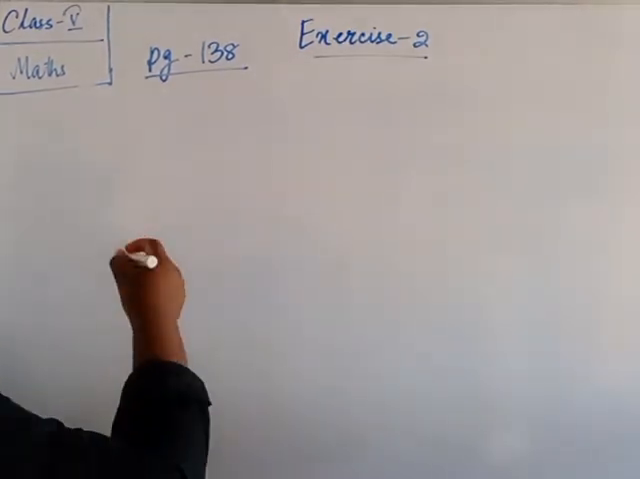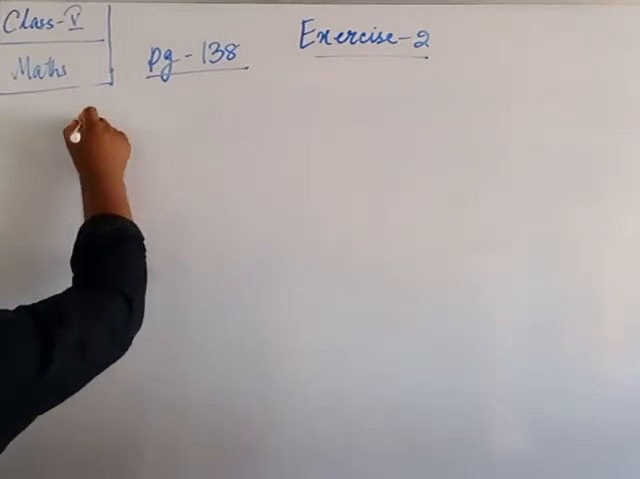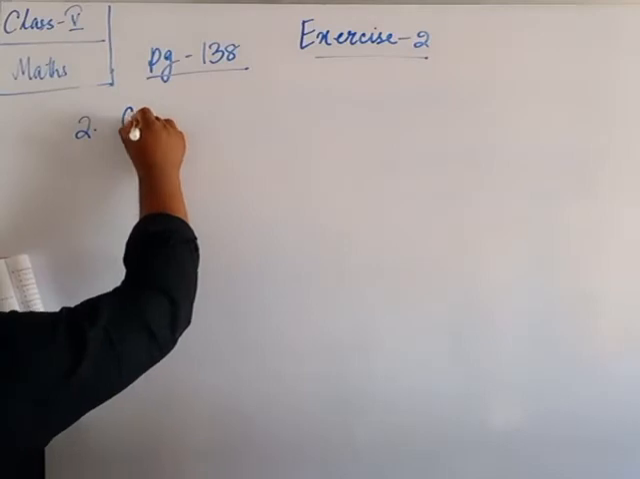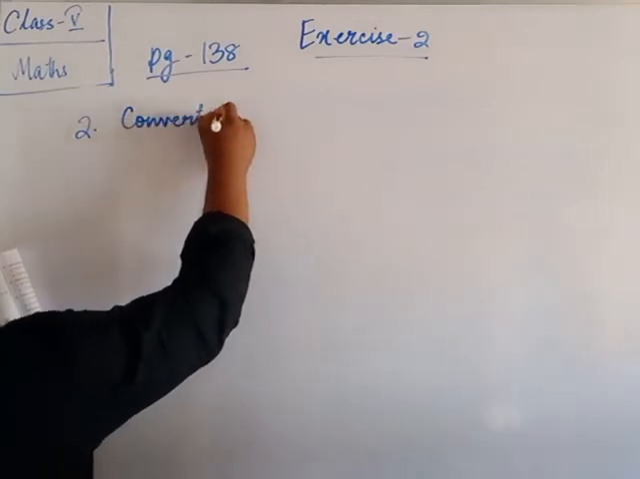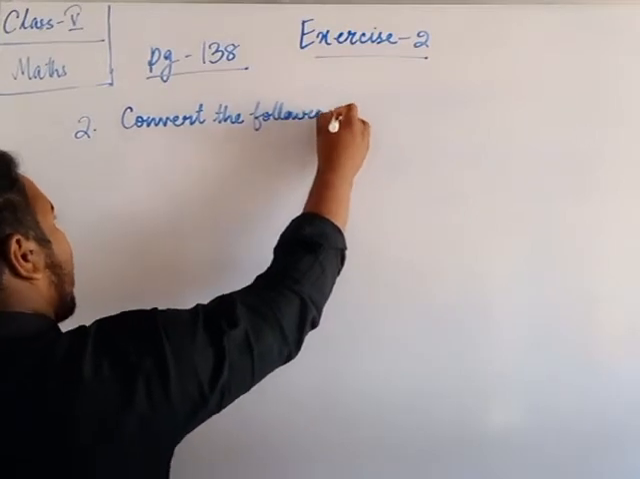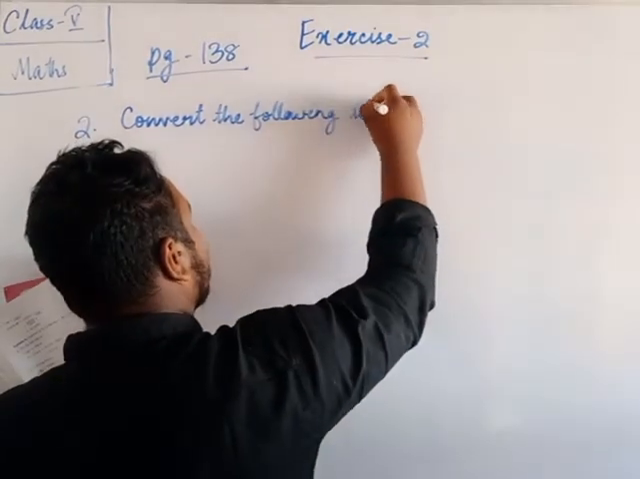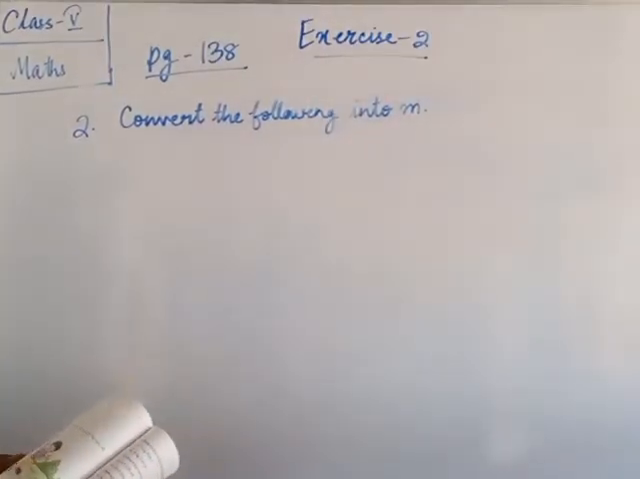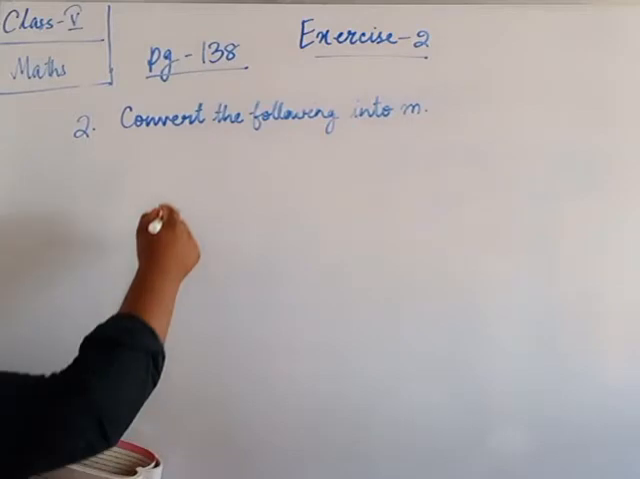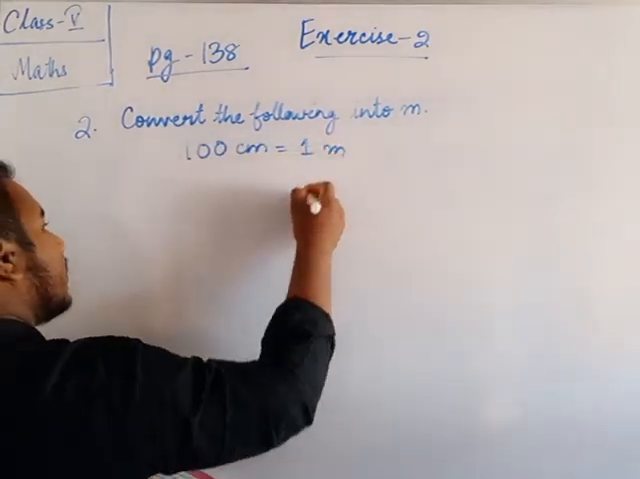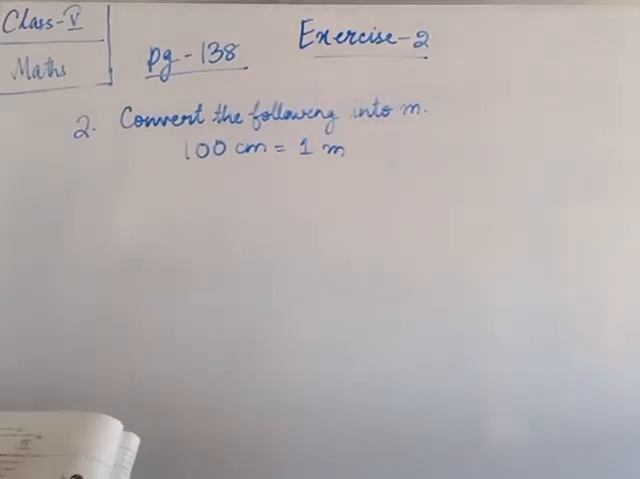Now the 2 number question. Convert the following into meters. Just remember, 100 centimeter is equal to 1 meter.